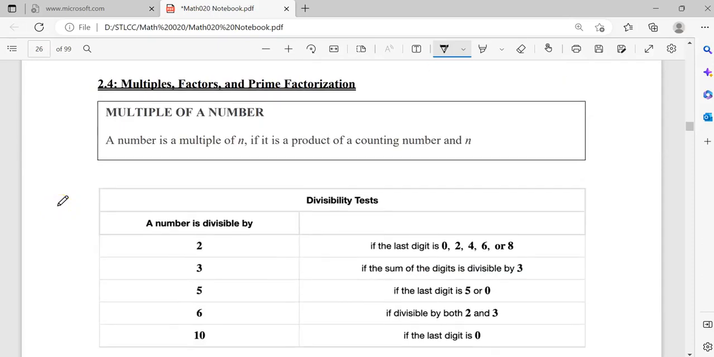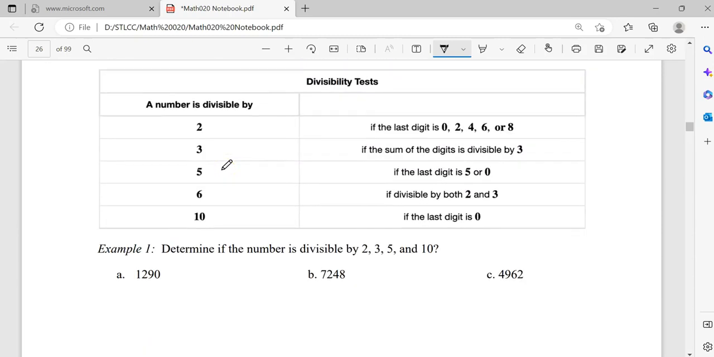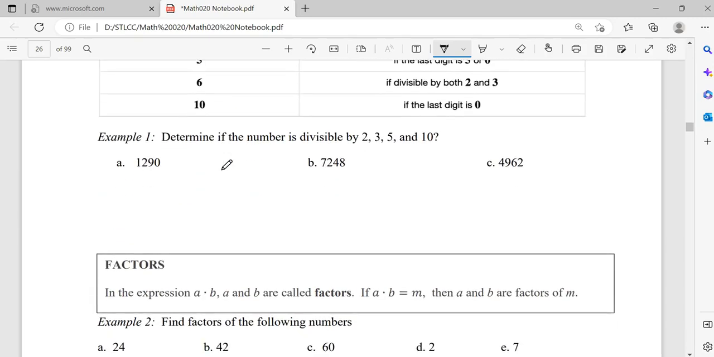This is lesson 2.4, multiples, factors, and prime factorization. In this lesson, we are going to be talking about multiples of a number, what it means to have a multiple of a number. We're going to review divisibility rules. So when you're looking at a number, you can tell if it's divisible by 2, 3, or 5.